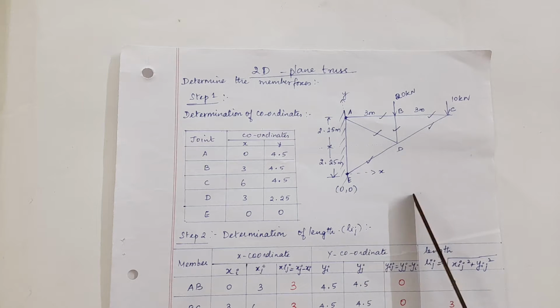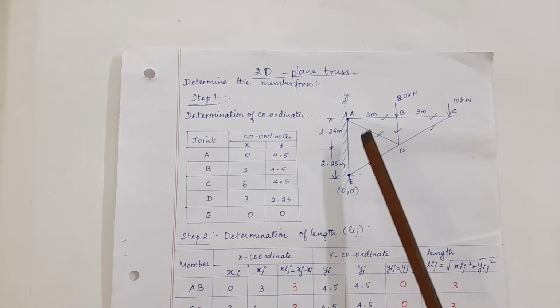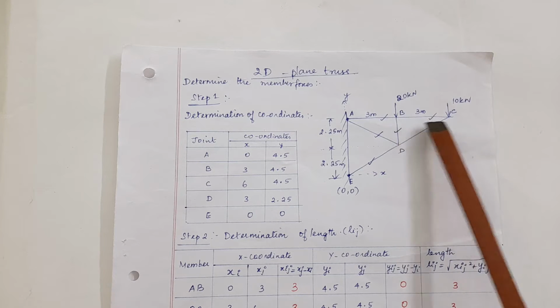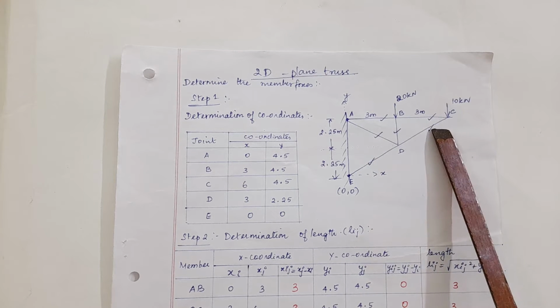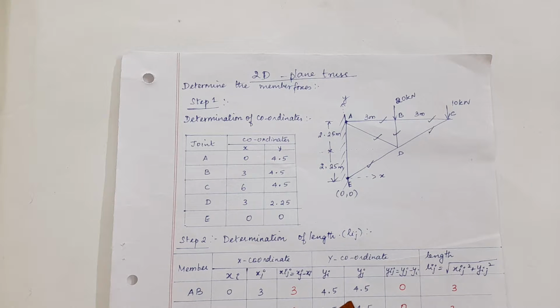Let us see a worked out example. So here it is shown as a two-dimensional truss, pin jointed truss, cantilever pattern. It carries loading as shown. The distances are given. Let us take this side as x-axis and the vertical as y-axis.